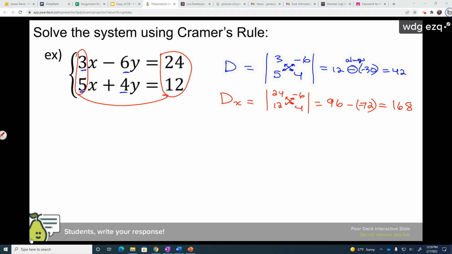And the last number we need is D sub y. In D sub y, we replace the y column. So this column gets swapped out too. We keep the x's, so keep 3 and 5. And then we swap 6 and 4 with 24 and 12. And then we do our cross multiply and subtract. 3 times 12 is 36, minus 5 times 24, 120. That gives you -84.